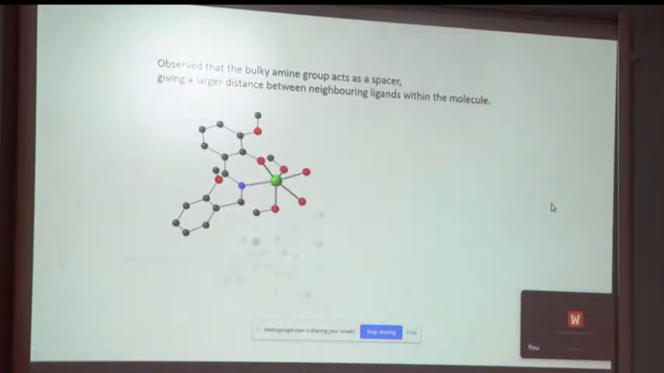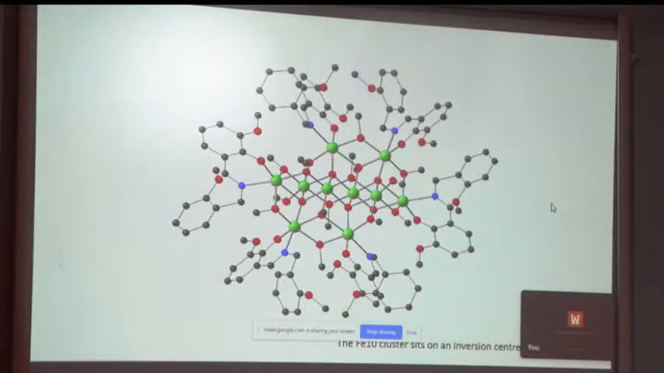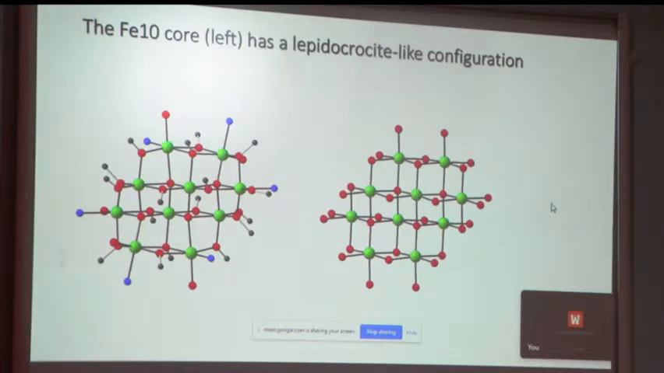So this is the way in which it is forming. It starts the nucleation, and it is propagating with the oxo bridging, and it is going on, and it is terminating, just like so. A big cluster is forming. So these are the different strategies I used to prepare the clusters. And if you check the core of the Fe10 compound, it belongs to the lepidocrocite configuration.